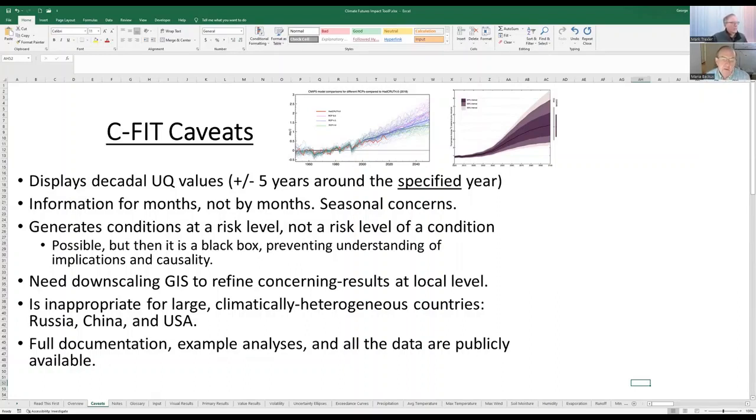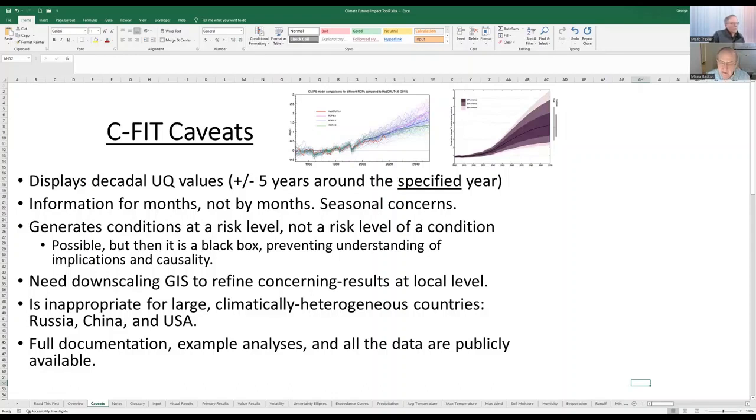And you select the level of risk you want to look at. It doesn't tell you the risk level that you should be concerned about. The model could do that, but then it would be a black box. The design here is hopefully to make people understand why something is happening and how to think about the phenomena and how it may affect other things.